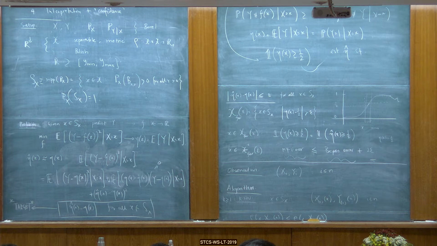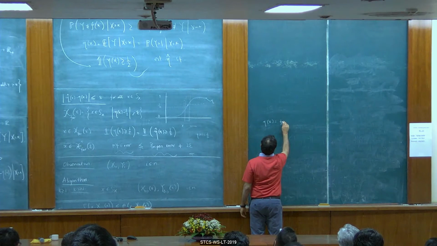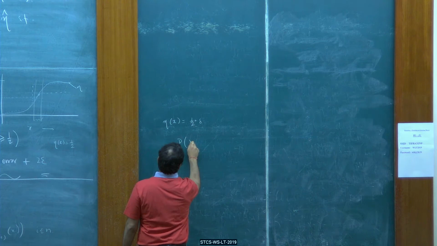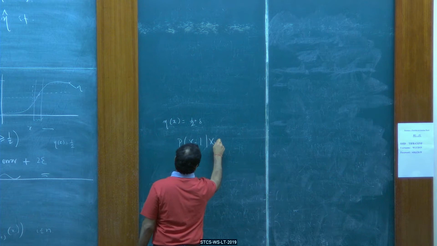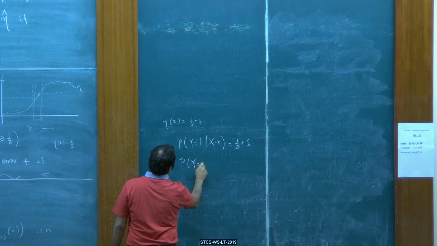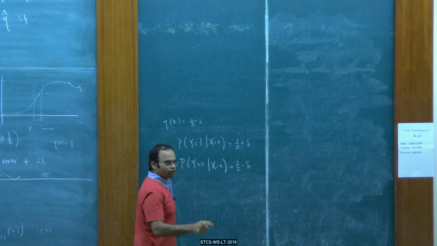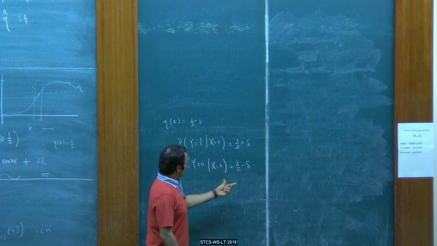let's say, suppose eta X is half plus delta, okay? All right, what does that mean? That means in the binary case, the probability of y equals 1 given x equals x is equal to half plus delta. That means that the probability of y equals 0 given x equals x is half minus delta, right? What will be your Bayes classifier in this case? It will say to estimate always 1. Okay, so that means that half minus delta of the time you will be wrong.